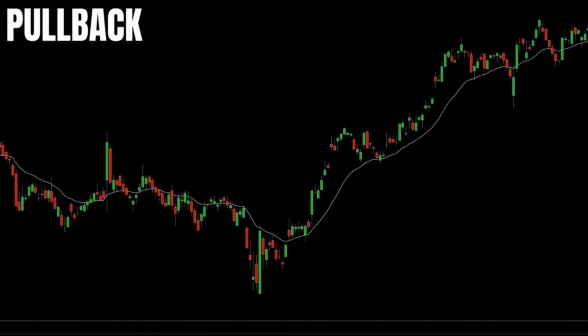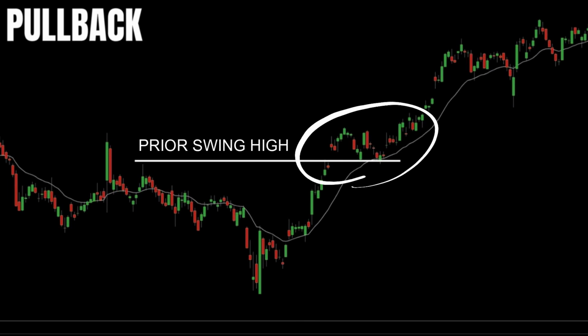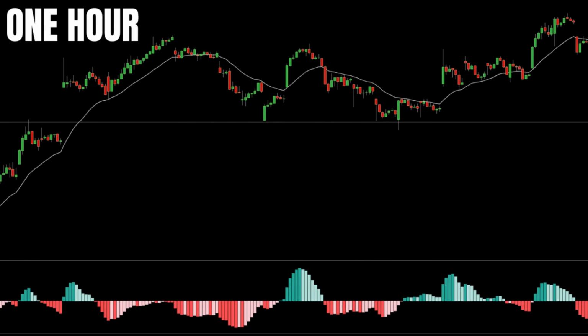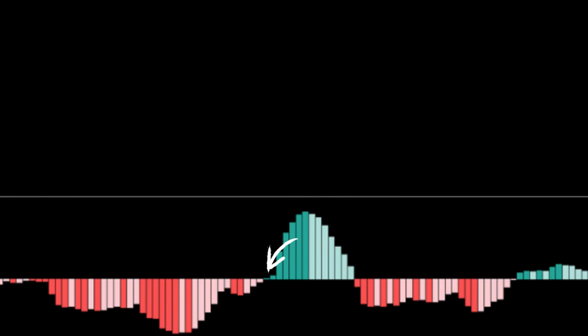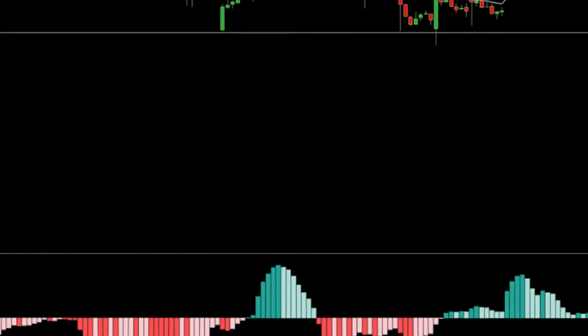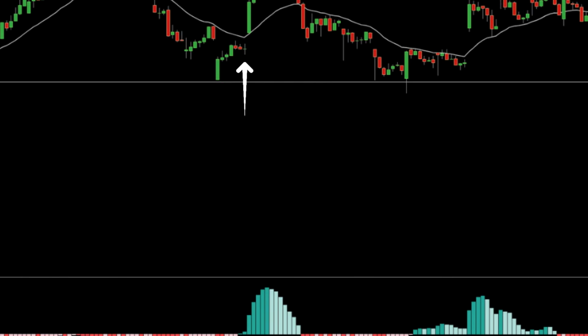The next step is we need a pullback. And in an uptrend, this just involves the price retracing towards the average or a recent swing low or a recent previous price cluster. So drop down to a 1-hour chart to refine your entry. And you want to observe the MACD histogram, its momentum, for a bullish crossover. And that's going to be indicated by the histogram moving from negative to positive. And that entry candle occurs when a subsequent candle closes above the high of the candle that confirmed the crossover. Okay, this is the trigger candle.